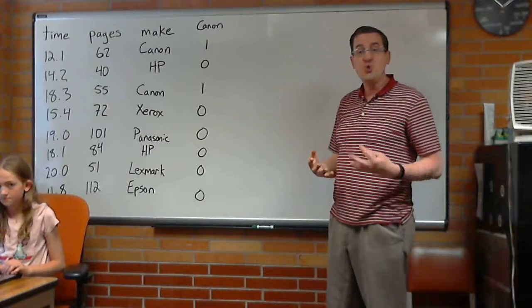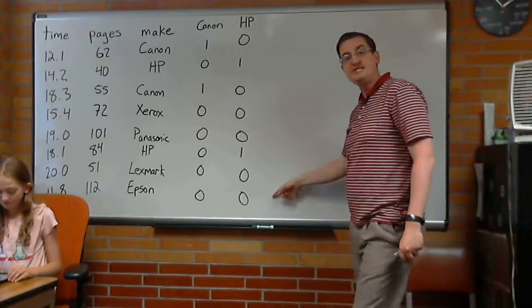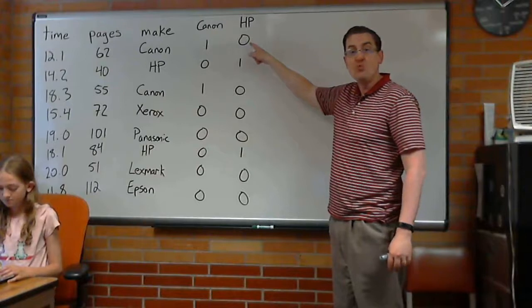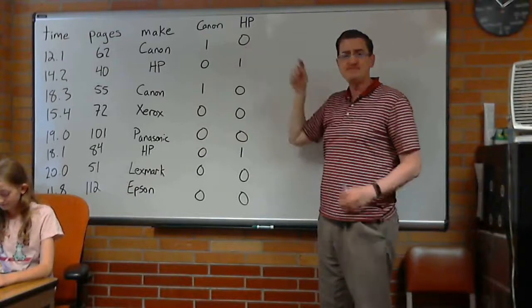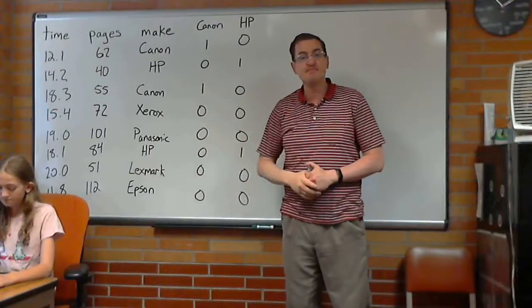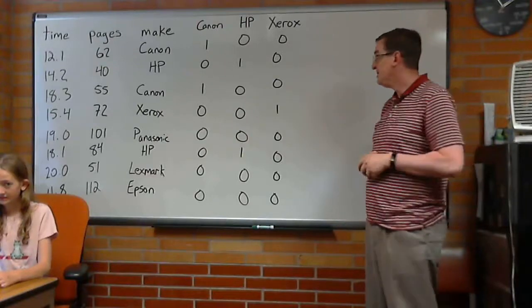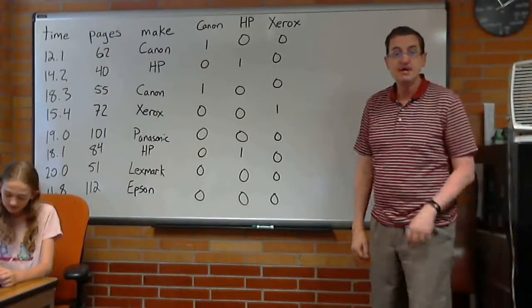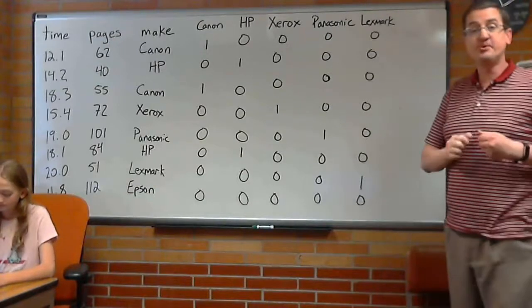So if we wanted to be able to know where the HP printers were, we would need another column. And now we can see the HP printers and we can see the Canon printers. Of course, you can't have 1, 1 on both because that would mean it was Canon and HP at the same time. That doesn't make sense. Our categorical variable is a specific make for each type of printer. We can expand this trick to include Xerox. Are we done? No, because we still can't tell Panasonic, Lexmark, and Epson apart from each other. But let's put Panasonic and Lexmark, and now I'm running out of room on my board, but think about it.